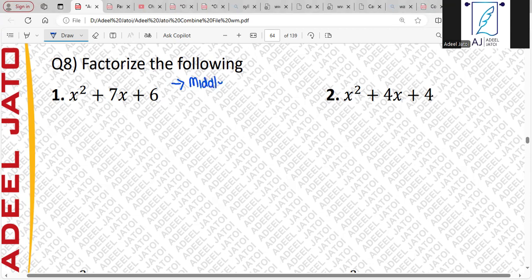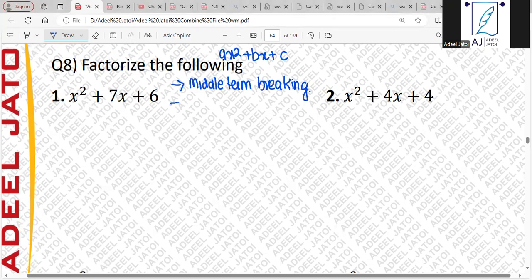These types of questions will be opened as middle term breaking, because we have the quadratic form ax square plus bx plus c. Since we have the quadratic form, this will open as middle term breaking. Another thing we need to cater for is the quadratic formula.